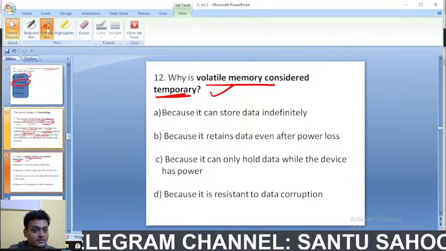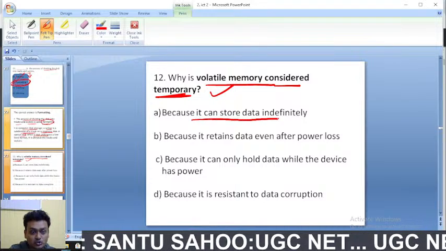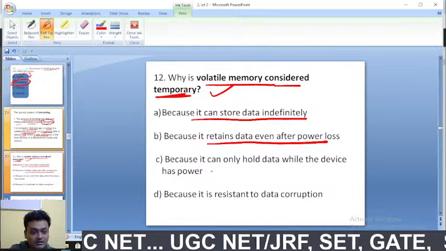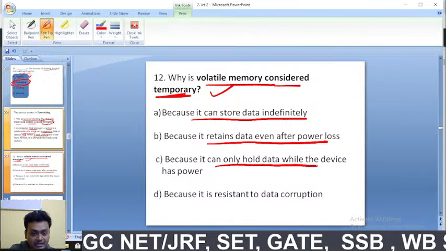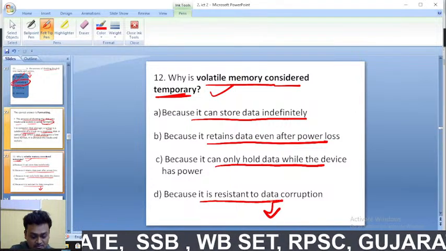Okay, sorry. Why is volatile memory considered temporary? Because it can store data indefinitely. Because it retains data even after power loss. Because it can only hold data while the device has power. Because it is resistant to data corruption.